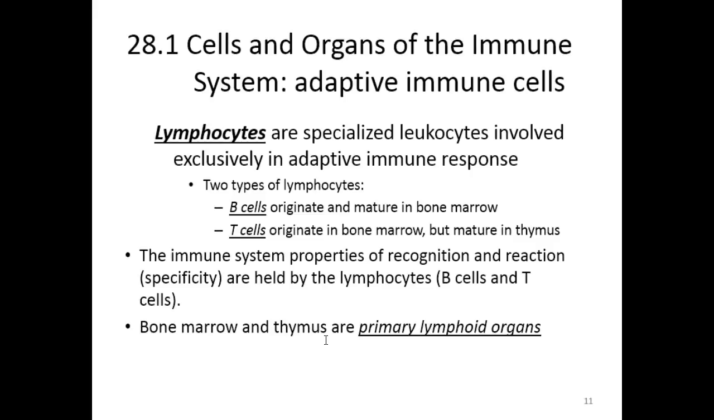The other category we just talked about are the lymphocytes, which are specialized leukocytes involved exclusively in adaptive immune responses. The two types are the B cells, which originate and mature in bone marrow, and the T cells that originate in bone marrow but mature in the thymus. The immune system properties of recognition and reaction, or so-called specificity, are held by the lymphocytes, the B and the T cells. Because they mature in these organs, both the bone marrow and the thymus are considered primary lymphoid organs.